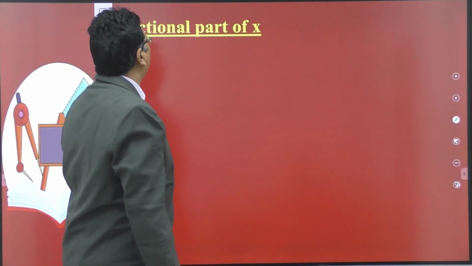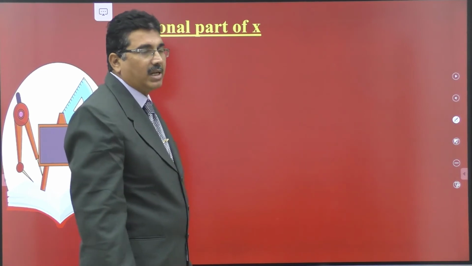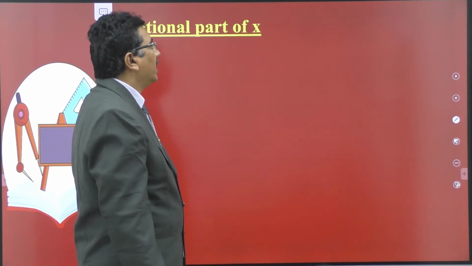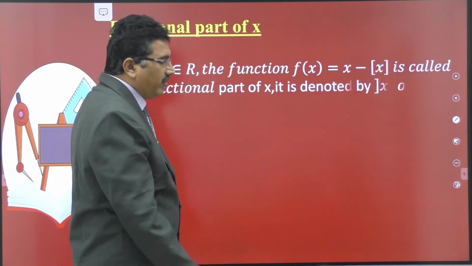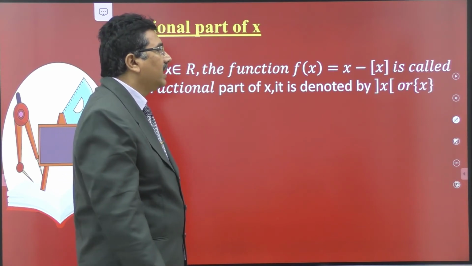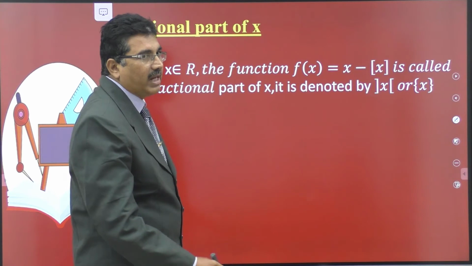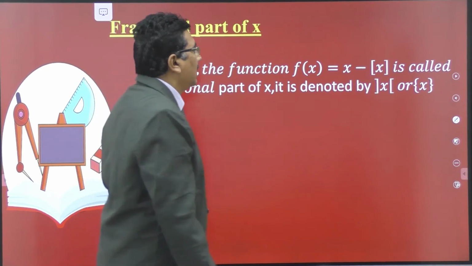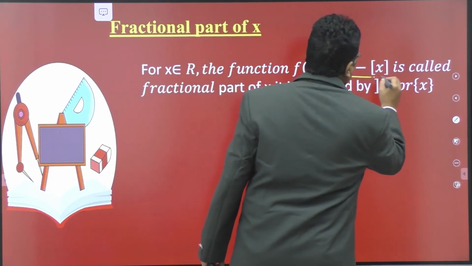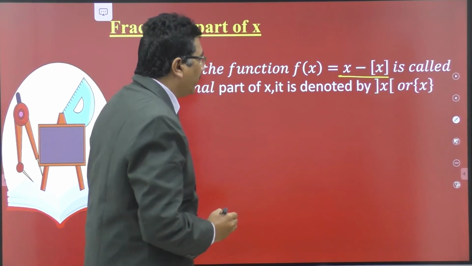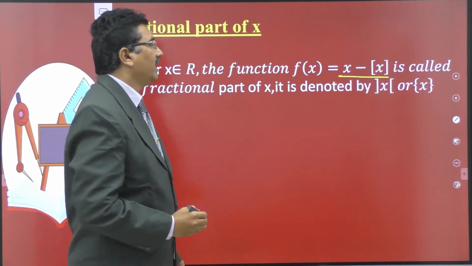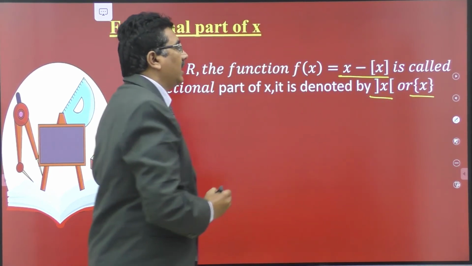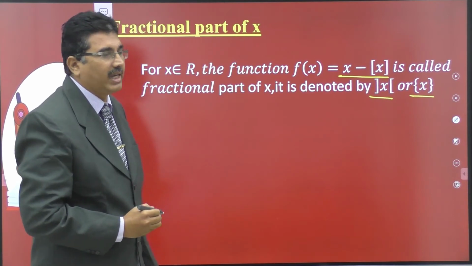Now one more function, that is the fractional part of x. Already in the previous discussion we saw what is the integral part and what is the fractional part. Now, f of x is equal to x minus floor of x, and it is called the fractional part of x. It is denoted by these flower brackets. This is the fractional part of x.